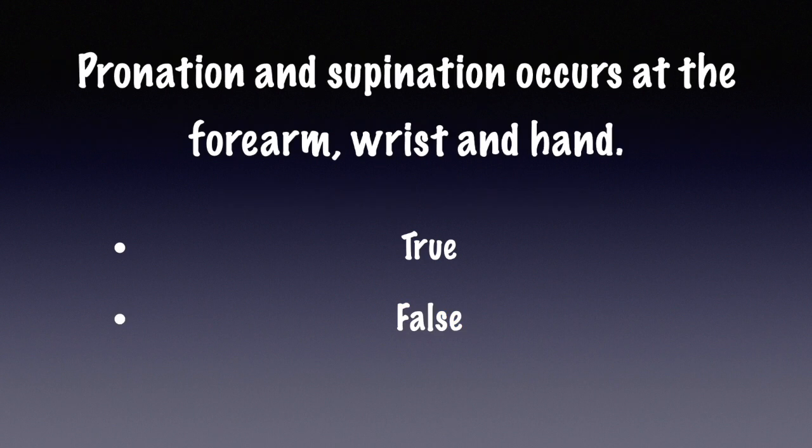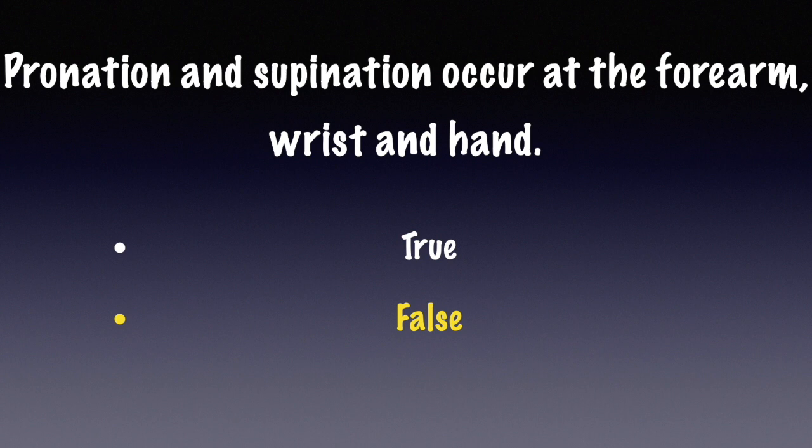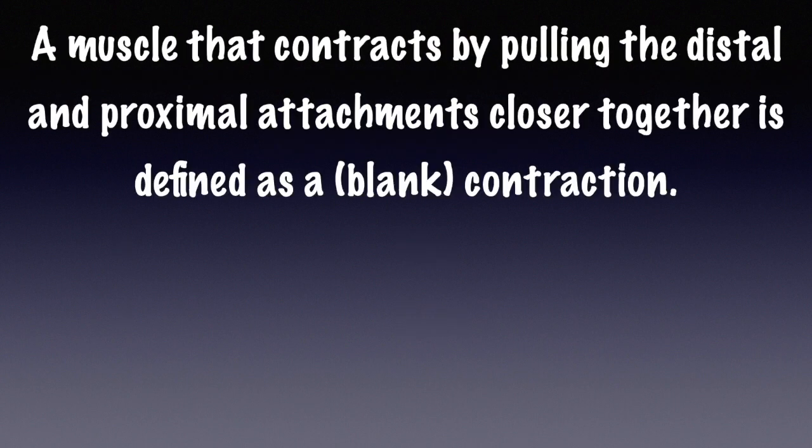True or false? Pronation and supination occur at the forearm, wrist, and hand. False. A muscle that contracts by pulling the distal and proximal attachments closer together is defined as a blank contraction. A muscle that contracts by pulling the distal and proximal attachments closer together is defined as a concentric contraction.